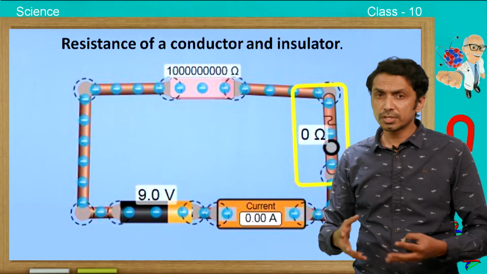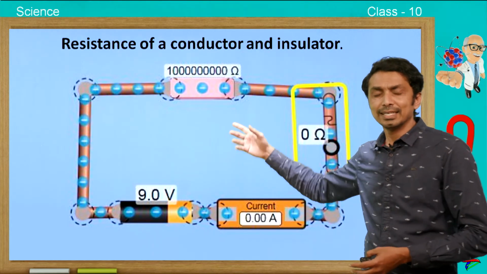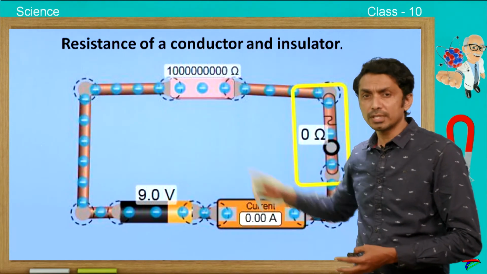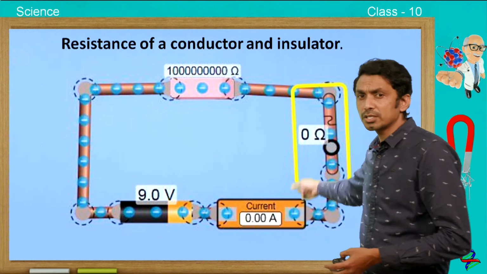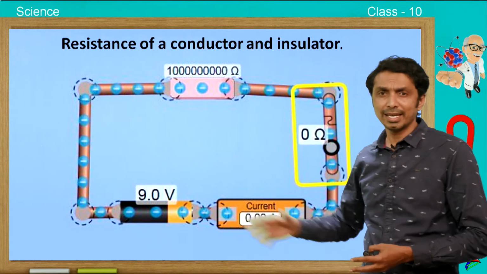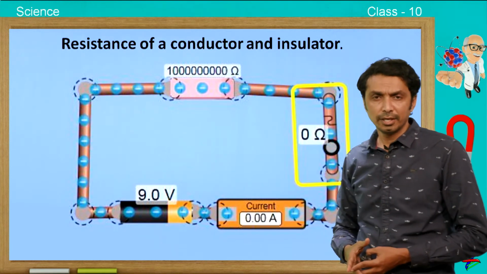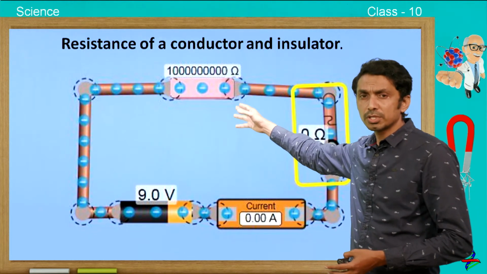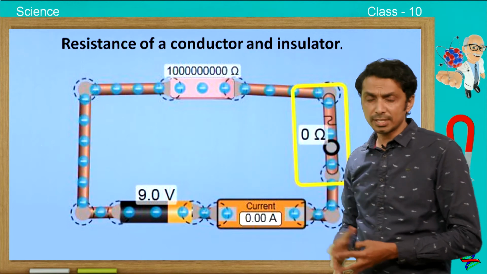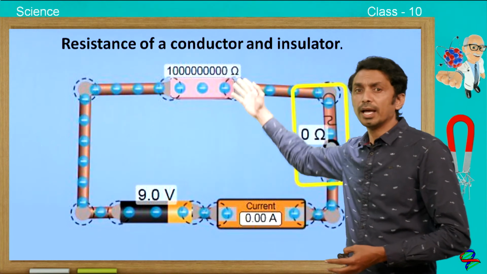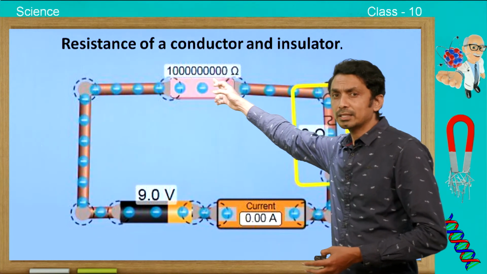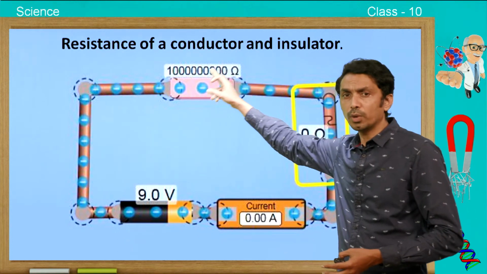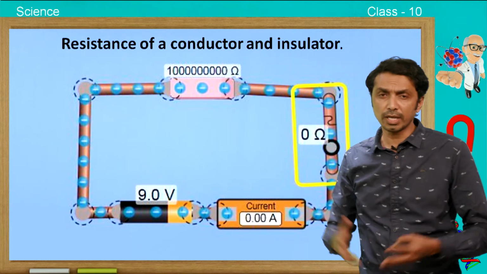Children, you just saw that when the circuit consisted of this eraser, the charges did not flow at all, the electrons did not flow at all. So that means this rubber puts a huge amount of resistance to the flow of charges. As you can see, that value is very huge. It is that many ohms, one followed by so many zeros. You can also count them.